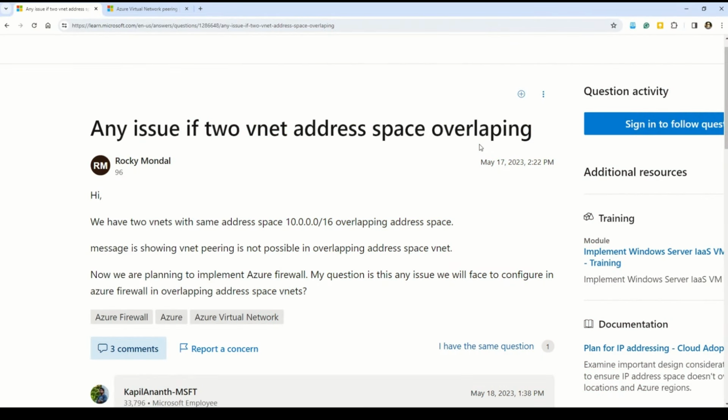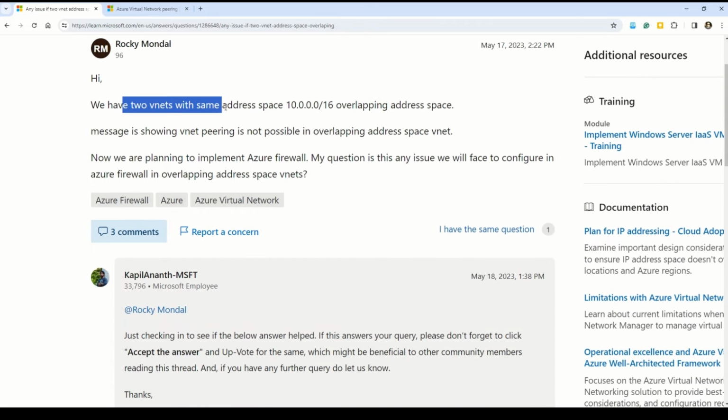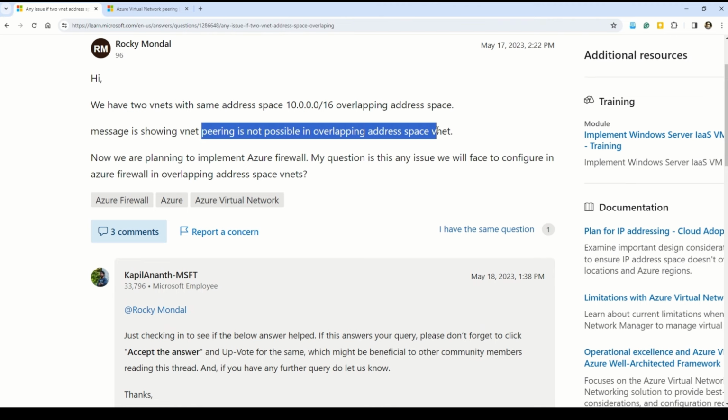Friends, here you can see that on the Microsoft Q&A forum, someone has asked a very similar question. It says that we have two VNets with the same overlapping address space, 10.0.0.0/16. He is getting an error message showing that VNet peering is not possible with overlapping address space VNets. So a very similar question.